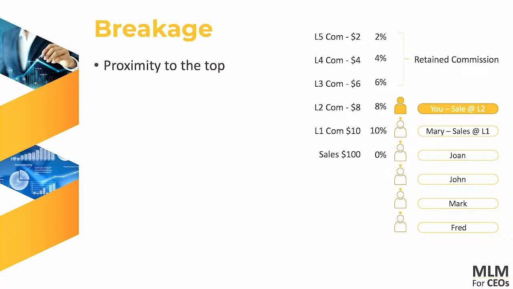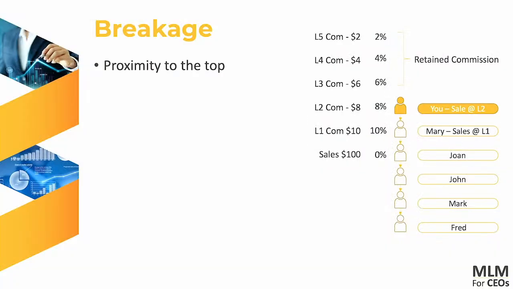And breakage starts off, your first kind of breakage is proximity to the top. Now, what is breakage? Breakage is the retained commissions. Breakage is the commission that you don't pay out due to several factors. The first of these factors is proximity. So the closer the sale happens to the top of the network, the greater the breakage.